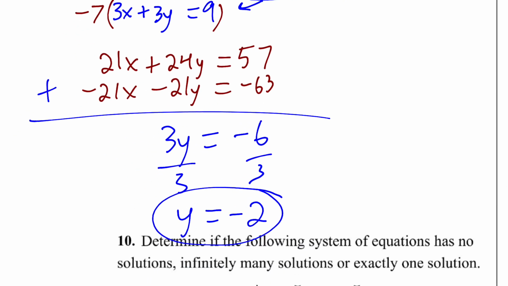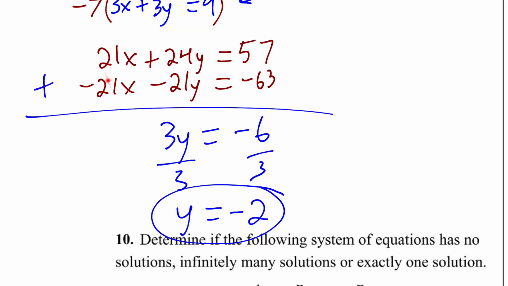I know I did something right because I have the same number, 1 plus, 1 minus. So this way, if I add straight up and down, the x terms cancel out. And then I have 24 minus 21, which is 3y. 57 minus 63, which is -6. Divide by whatever's in front of y equals -2.